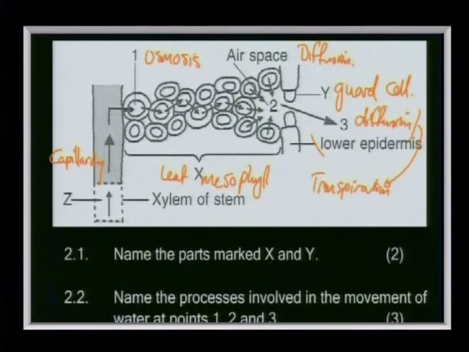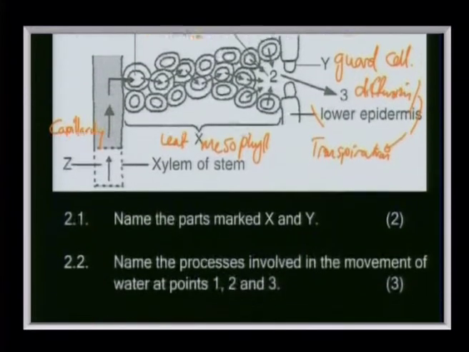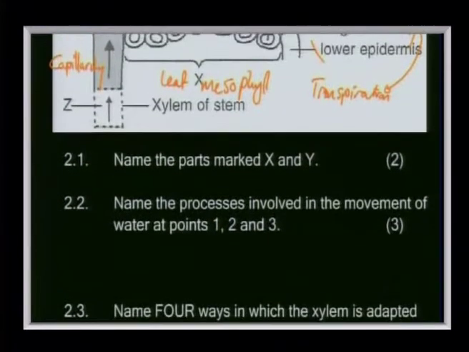Okay. Two guard cells would make the stoma. The stoma would be the hole that the air is going to move, or the water is going to move through. So X is the leaf mesophyll, and Y would be the guard cell. If we look at question 2, name the processes involved in the movement of water at points 1, 2, and 3.